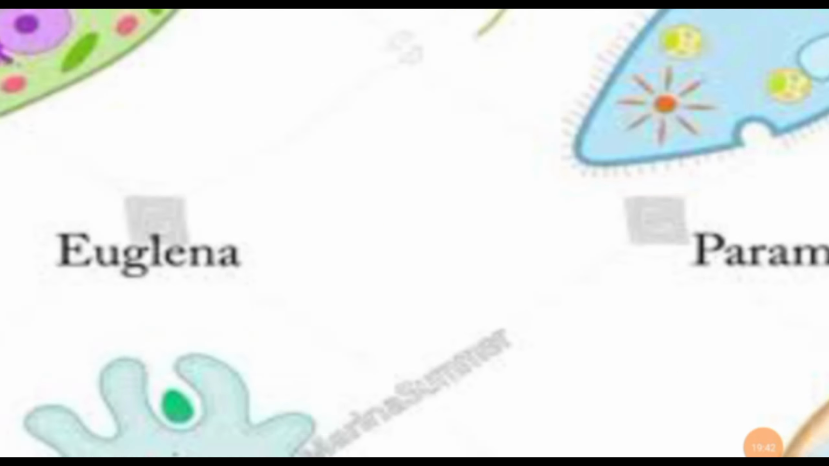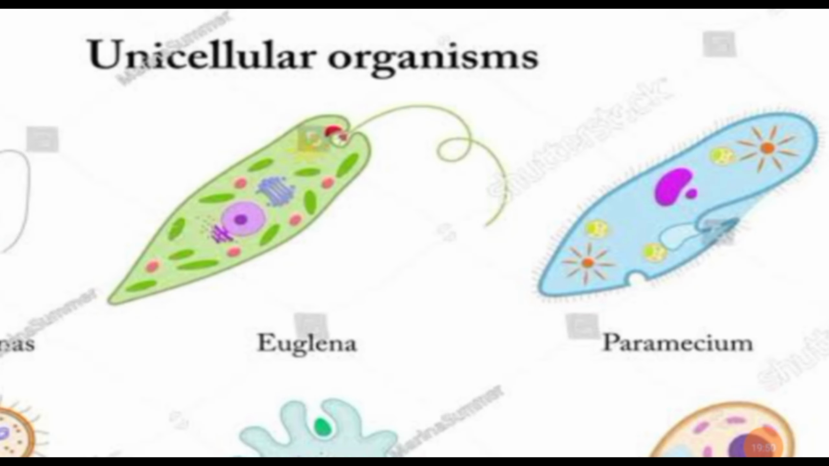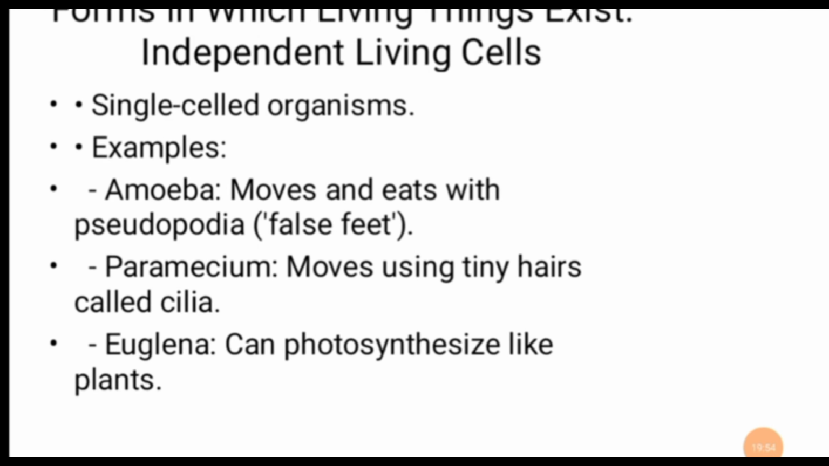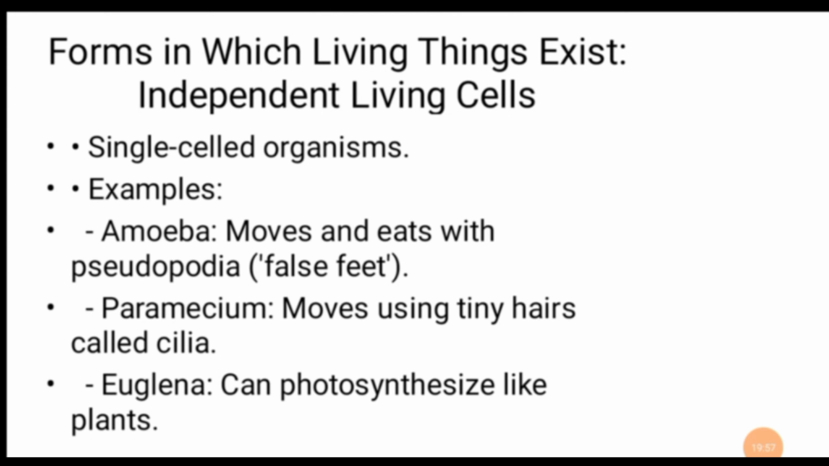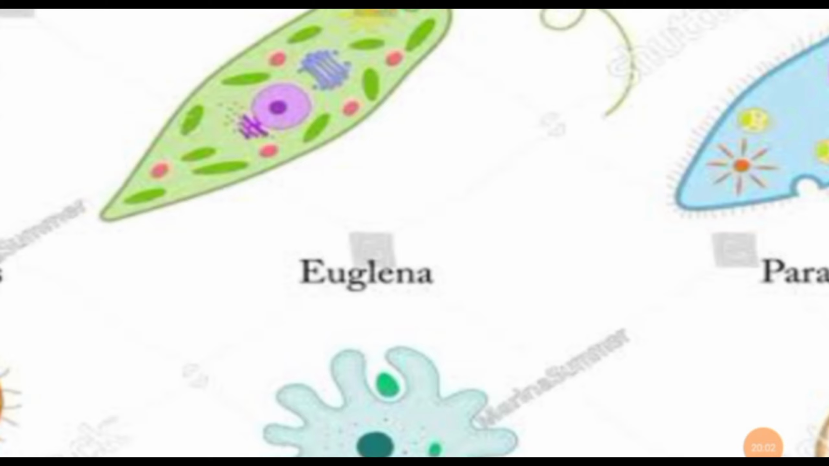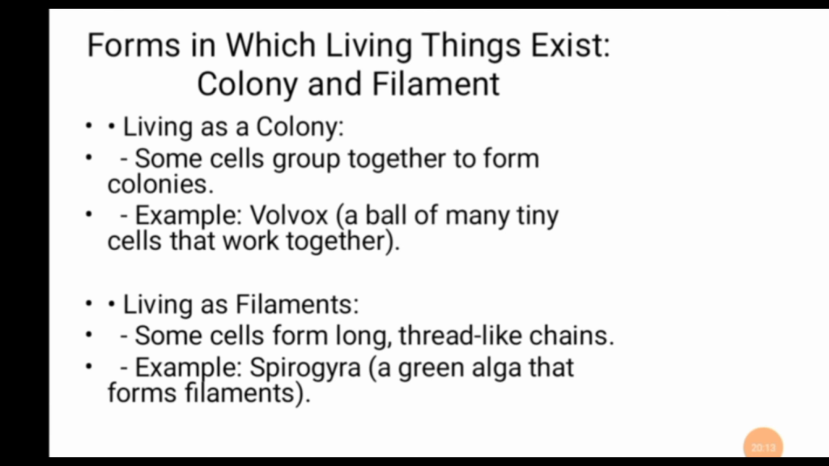All right, look at the paramecium. Now you can see that there are tiny hairs all around it. This is called the cilia. So the paramecium moves using these hairs, while the last but not the least, the euglena, can photosynthesize like plants. Yes, euglenas undergo photosynthesis like normal plants do. If you notice, it looks more green than the rest, and it undergoes photosynthesis like a typical plant cell. So what we have now is forms in which living things exist.